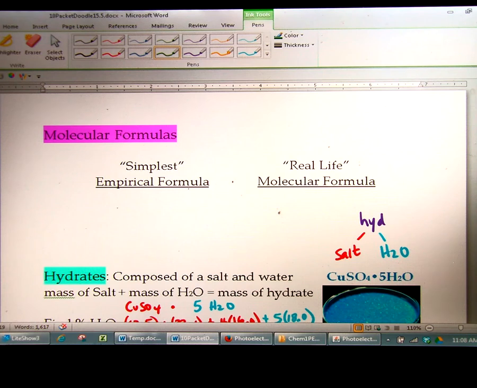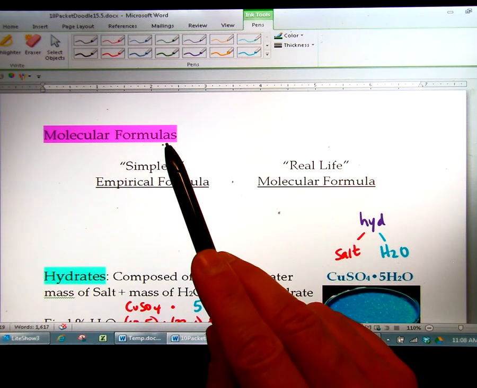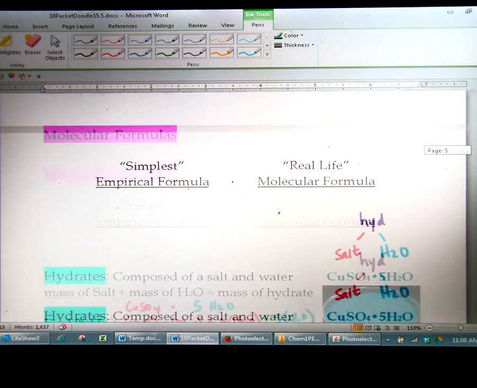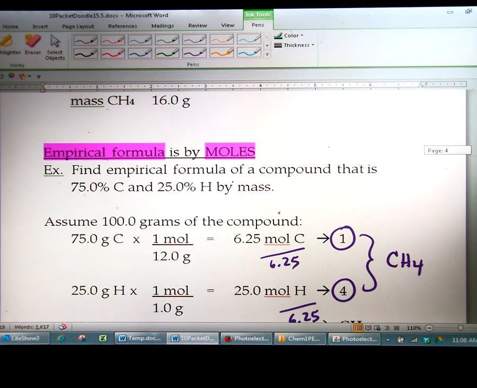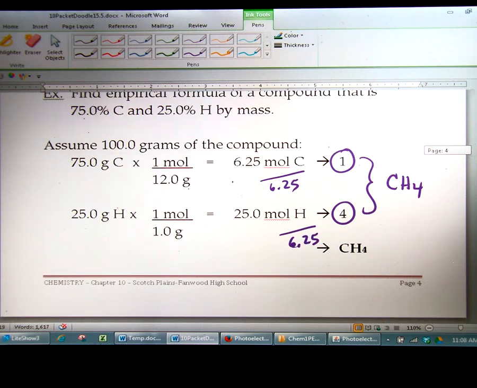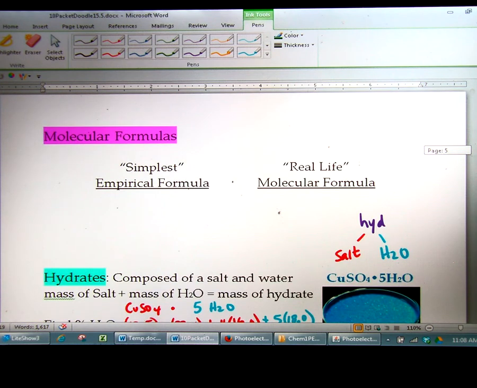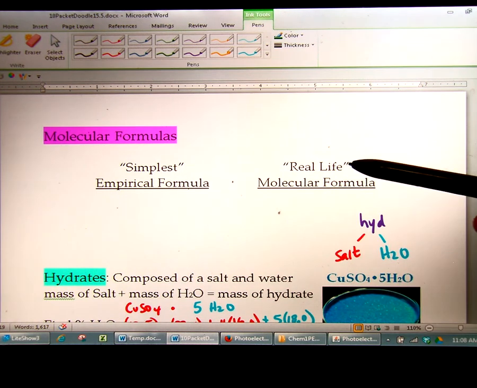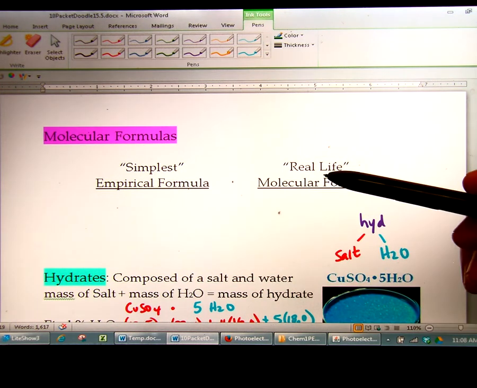Today we're going to talk about molecular formulas. Molecular formulas can be different from empirical formulas. We learned about empirical formulas back here. No matter what, you're always working in moles with a formula, whether it's empirical or molecular. The difference between an empirical and molecular formula is that the empirical is always the simplest, whereas the molecular is always the real life. Sometimes they're going to be the same and sometimes they're going to be different.